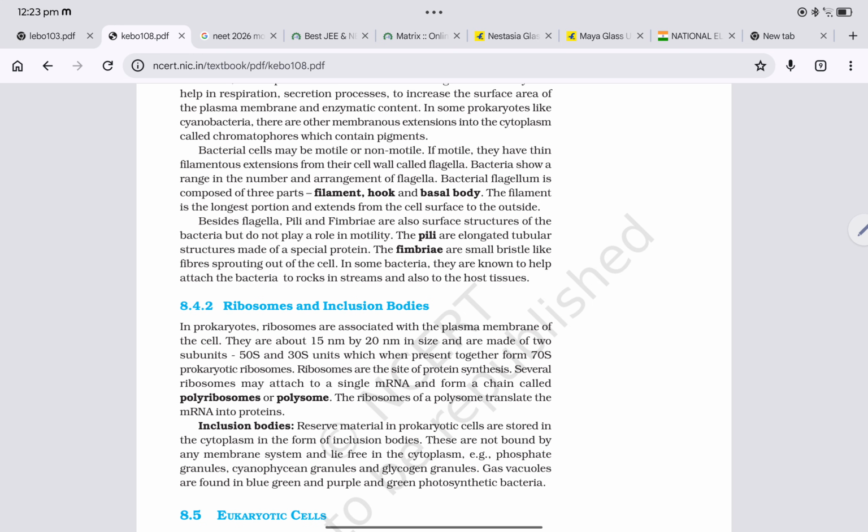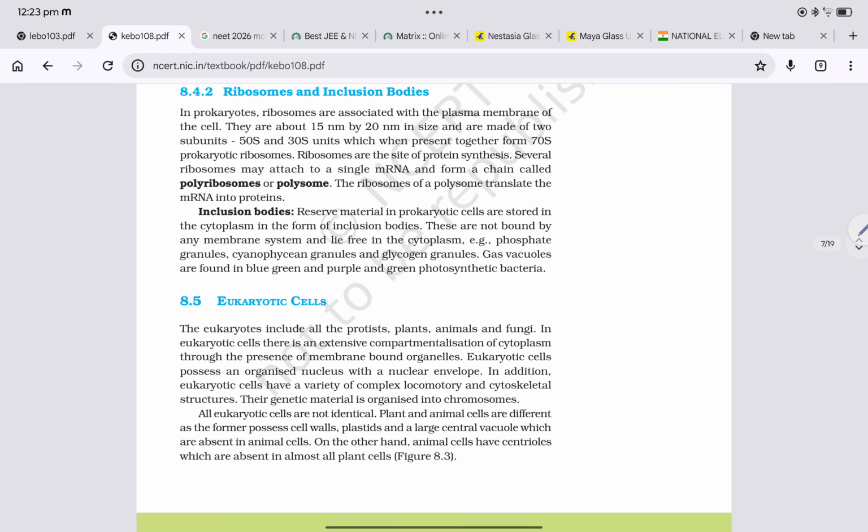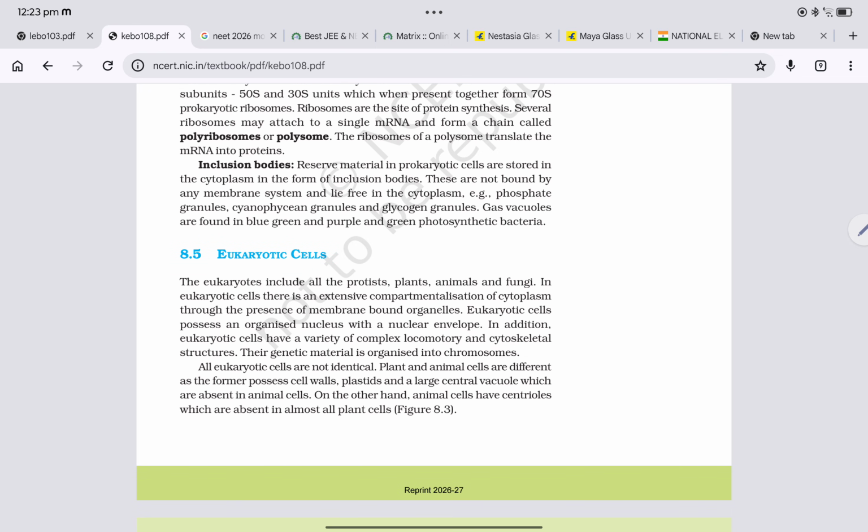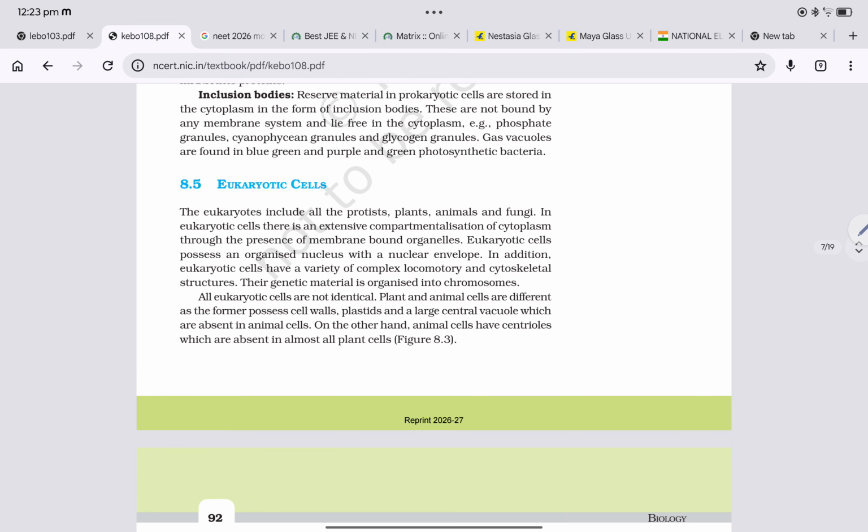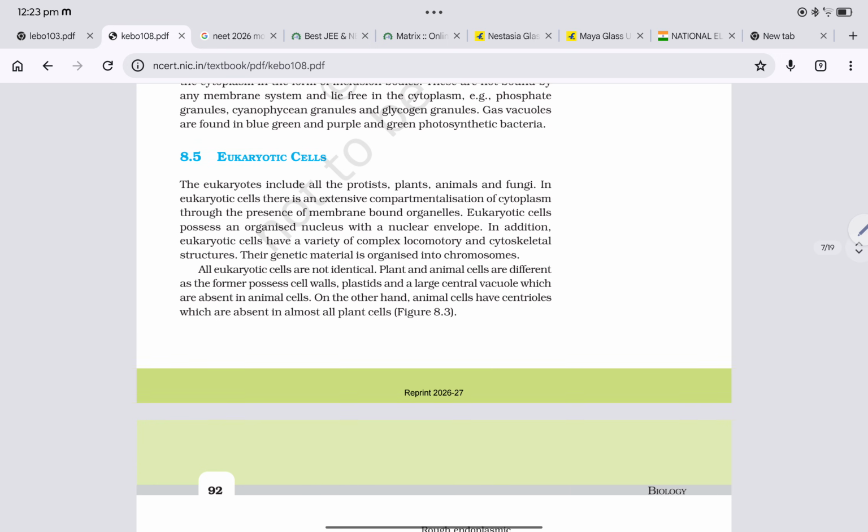Inclusion bodies. Reserve material in prokaryotic cells is stored in the cytoplasm in the form of inclusion bodies. These are not bound by any membrane system and lie free in the cytoplasm. Examples: phosphate granule, cyanophycin granule, and glycogen granule. Gas vacuoles are found in blue-green and purple and green photosynthetic bacteria.